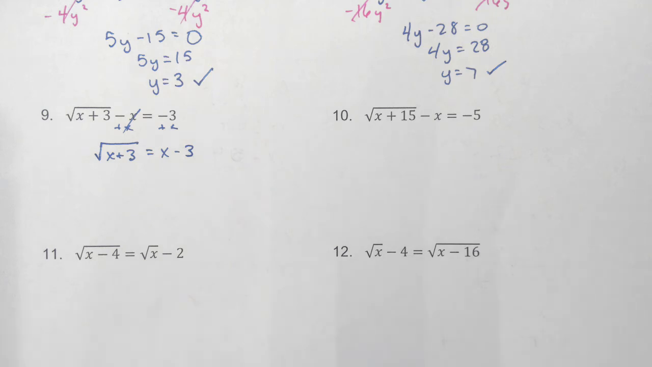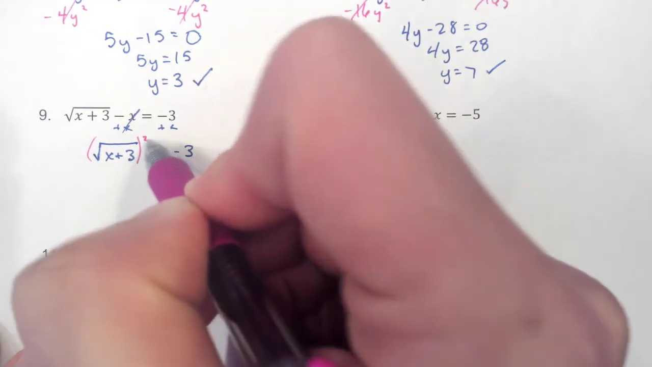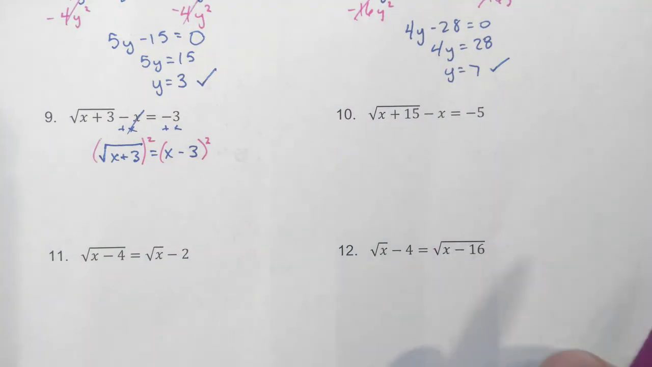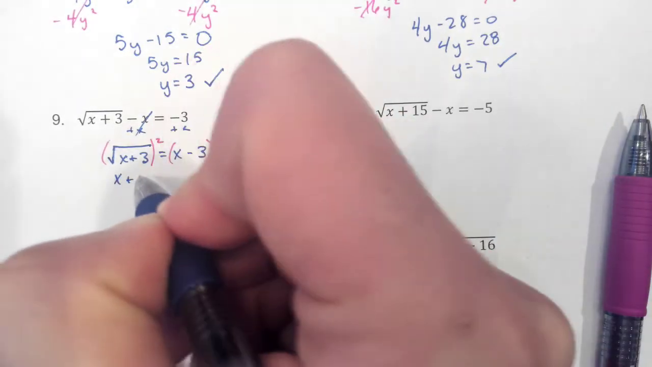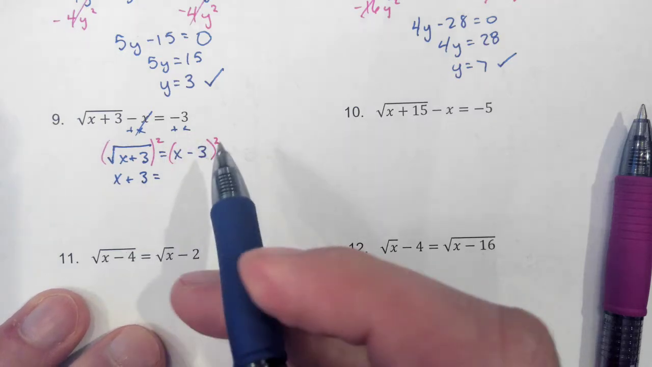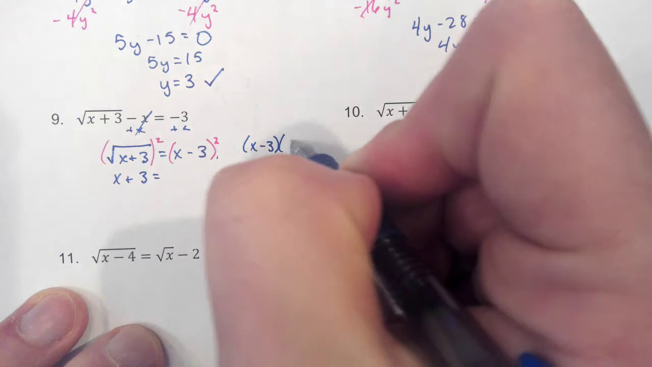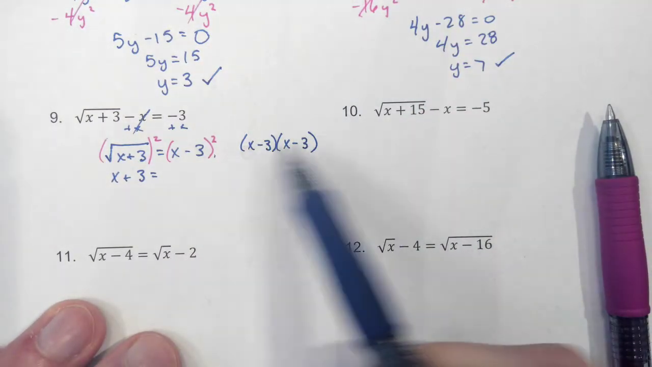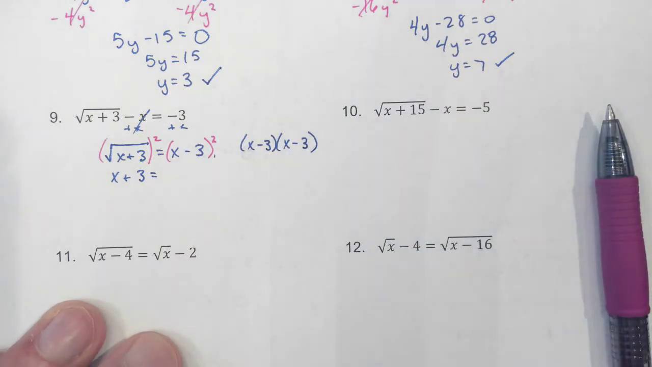Now that radical is isolated, so we're going to take and square both sides. On the left side, it's great because the square and the square root are opposites. That leaves us with x plus 3. On the right side of the equation, we've got a binomial being squared. We have to remember what that means. It means x minus 3 times x minus 3. So that's going to have to be FOILed out, multiplied out, distributed, whatever you want to call it.